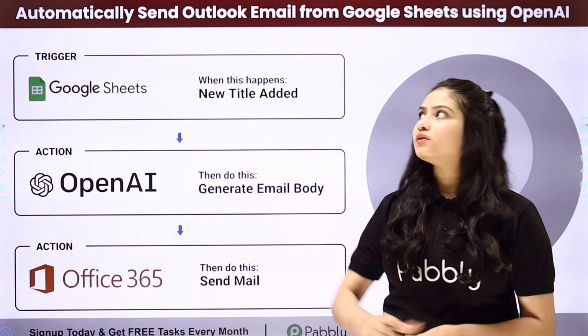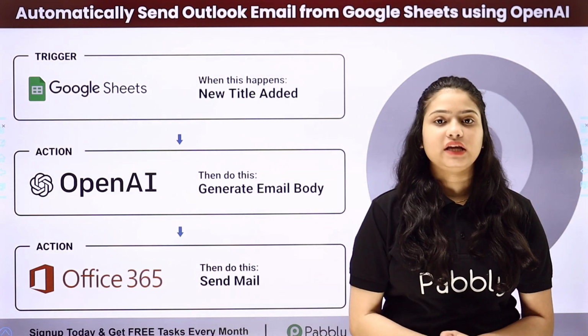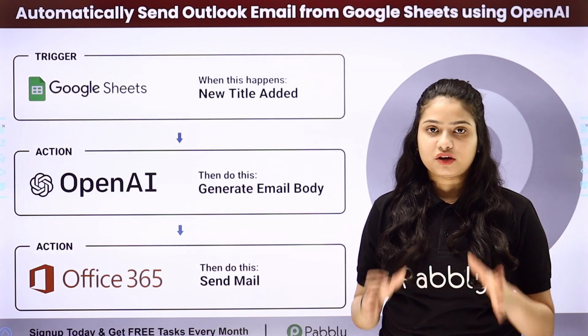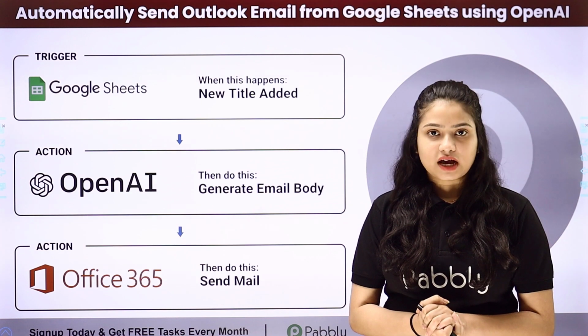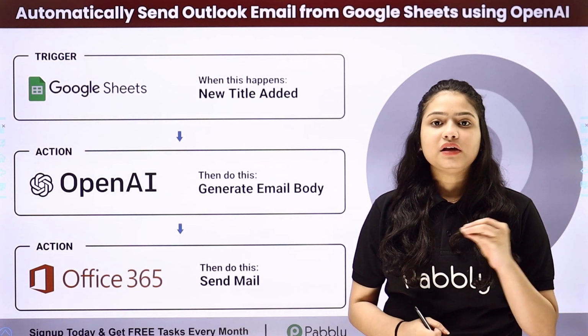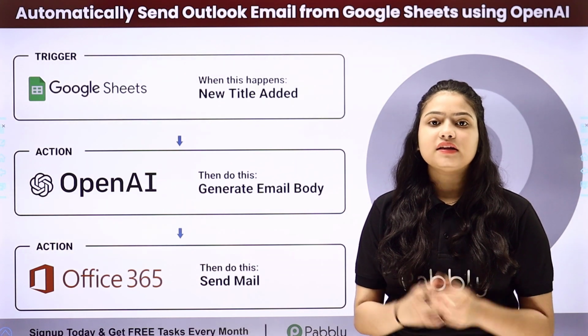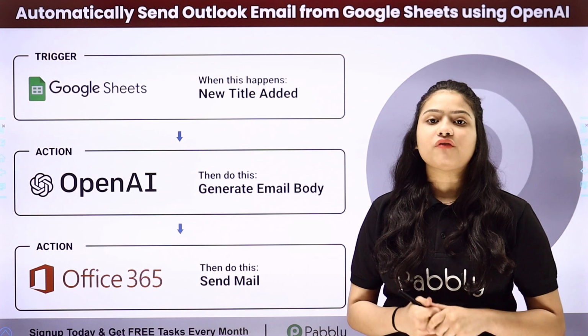In this video, we are going to learn how to automatically send Outlook email from Google Sheets using OpenAI. Here, my objective is that as soon as I add a new title in my Google Sheets along with the data of my customers, an email content and email body should automatically be generated on that same title with the help of OpenAI, and then the same generated email should be sent automatically to my customers in the form of an Outlook email.